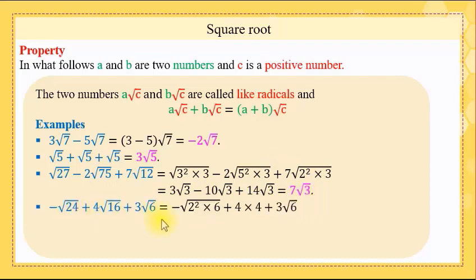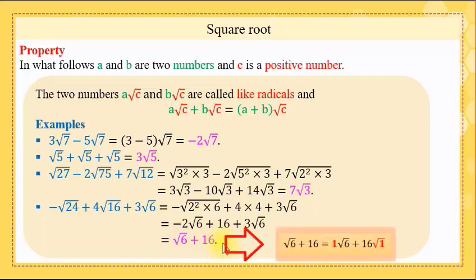And here the same, but pay attention. 4 radical 16 equals 4 times 4. Why? Because radical 16 equals 4. Then we apply the operations to get finally radical 6 plus 16. Notice here, radical 6 plus 16 cannot be added because 16 has a radical 1 here, but we do not write it. So they are unlike radicals, therefore we cannot add them together.